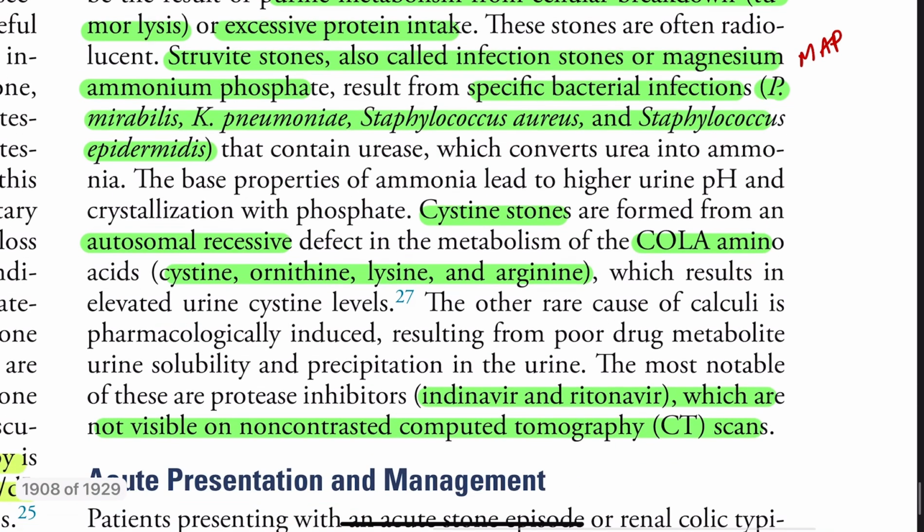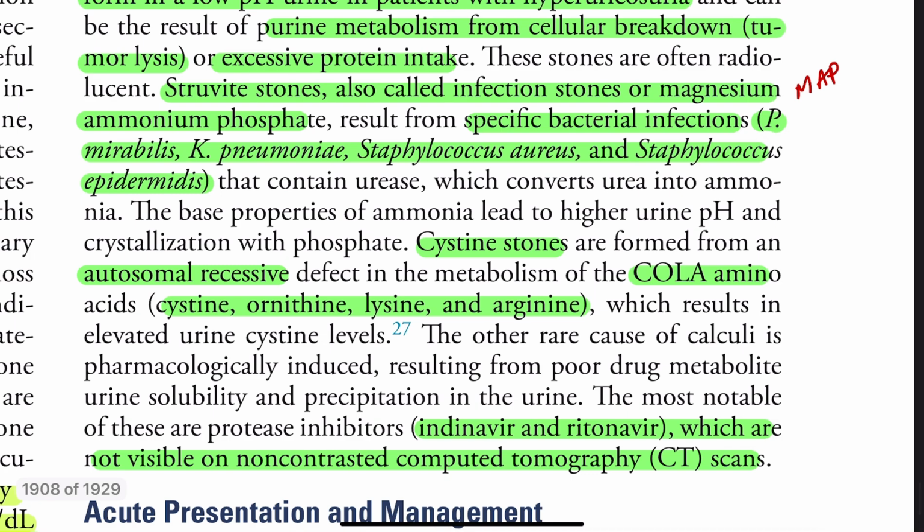So struvite stone. This is also called infection stone, or known as magnesium ammonium phosphate. So remember struvite is sepsis, infection. The other name is magnesium ammonium phosphate, MAP. And there is a specific bacterial infection: Proteus, Klebsiella and Staph, so Staph aureus and Staph epidermidis.